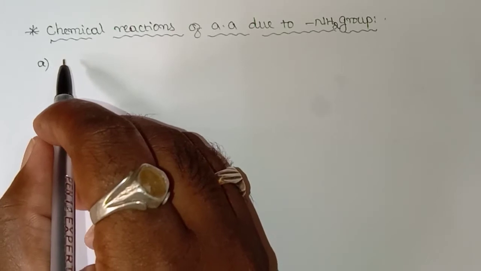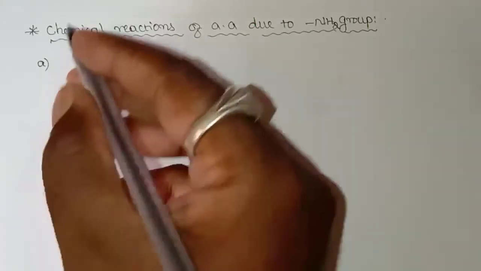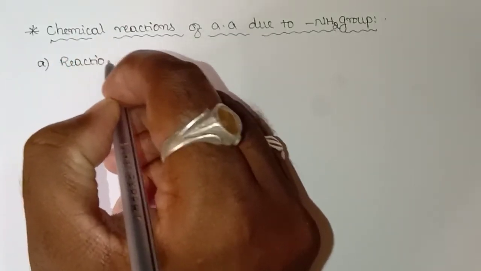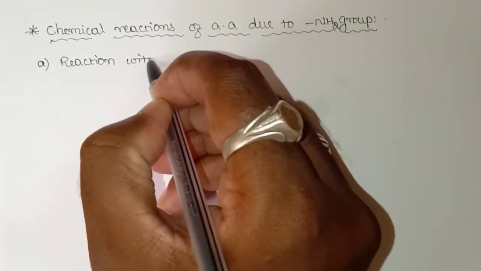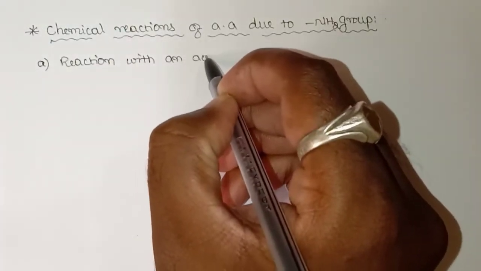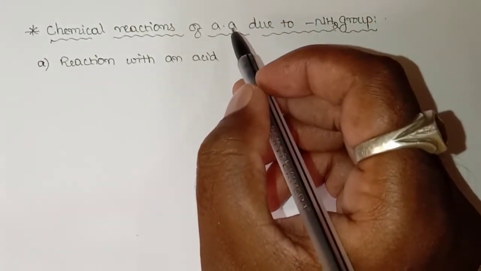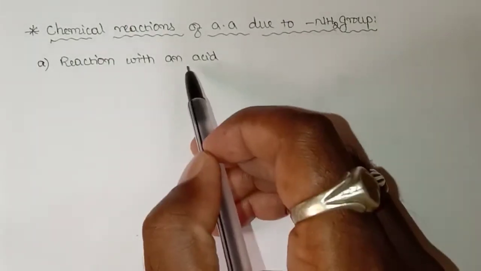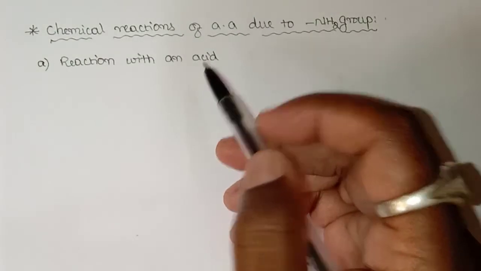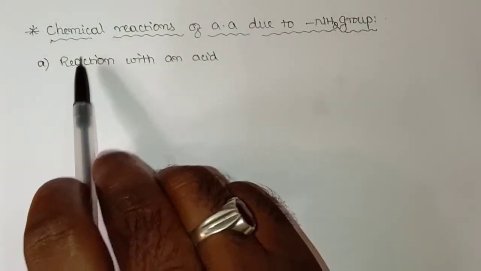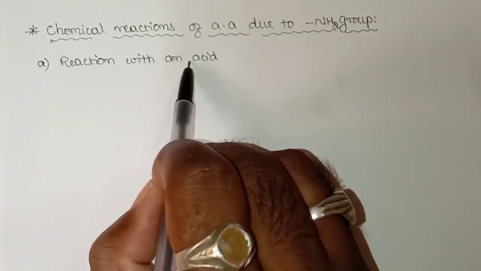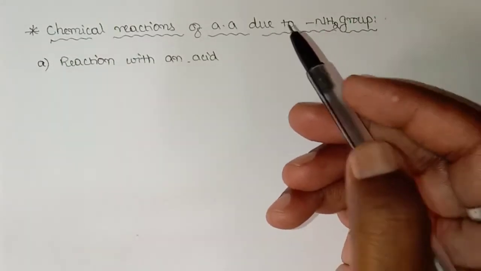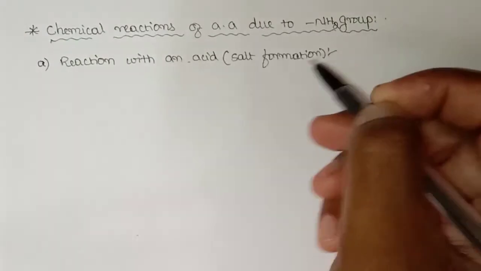Under the chemical reactions of amino acids due to the NH2 group, the first reaction is the reaction of amino acid with an acid. Since we know that the NH2 group is a basic component, when you react such a base with an acid, the resulting compound will obviously be a salt. So when an amino acid is reacted with an acid, the NH2 group of the amino acid reacts with the acid, and that results in the formation of a salt. So we can call this reaction salt formation.